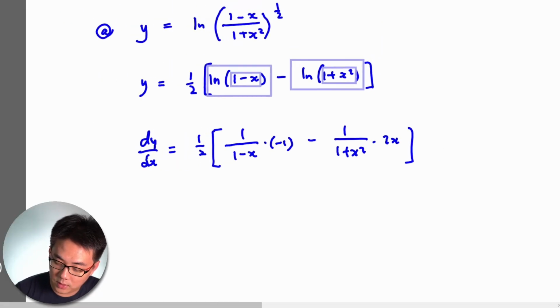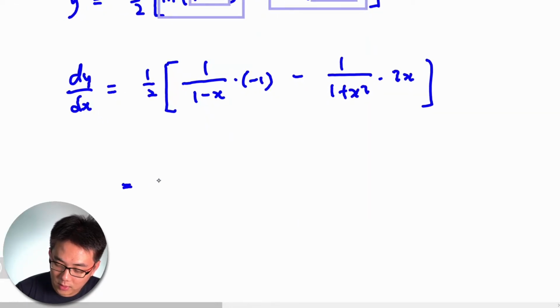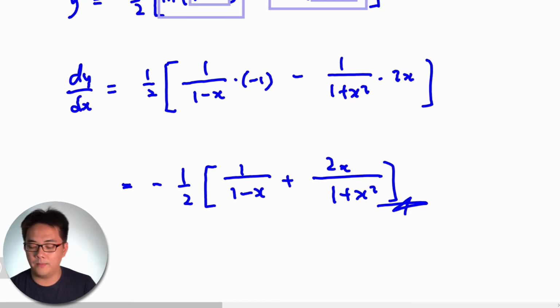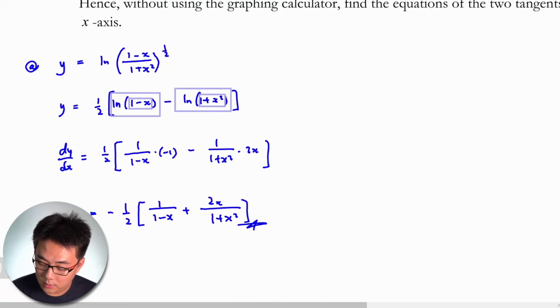So just rearrange. I'm just going to take the negative out so that it becomes a nicer value. There you go. Alright, so that's how you do the first part.